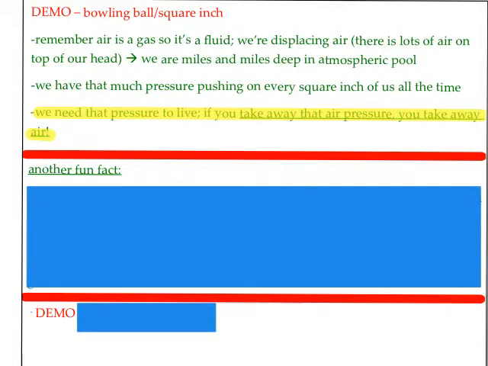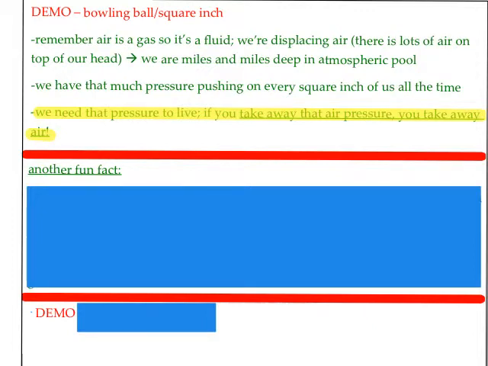So I made a few extra notes for you. When we do this in class and you get to feel that big bowling ball on each square inch of your body, imagine that air is a gas, so it is a fluid, and we're displacing a lot of air. We're miles and miles deep into the atmospheric pool. So there is a lot of pressure on top of our bodies. We have that much pressure pushing on every square inch of us all the time. But the flip side is you need that pressure to live. If you take away the air pressure, then you're taking away the air.